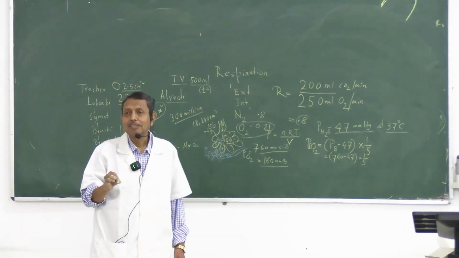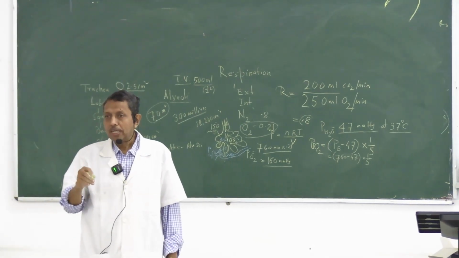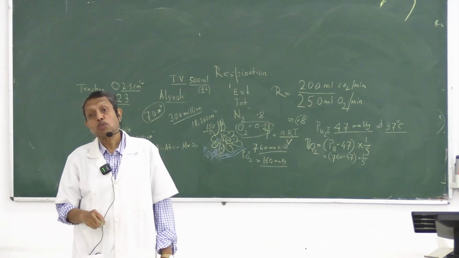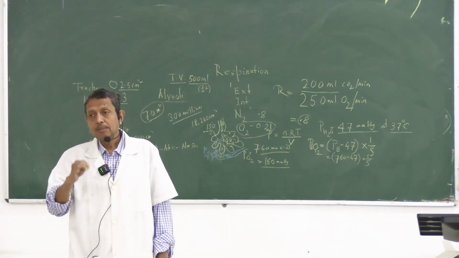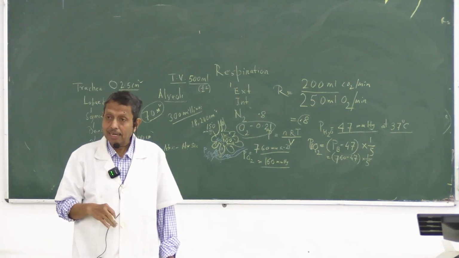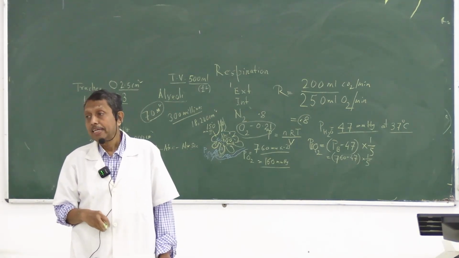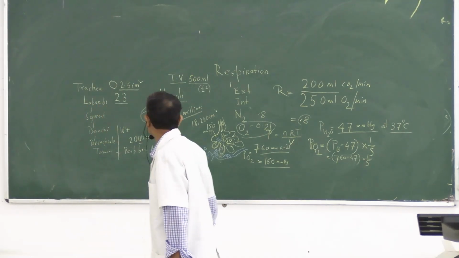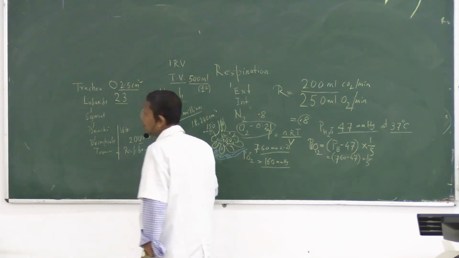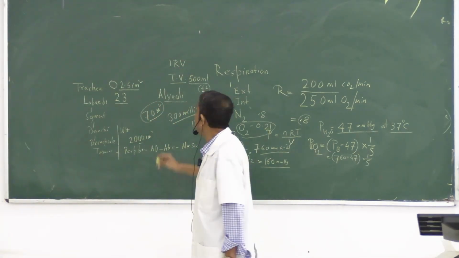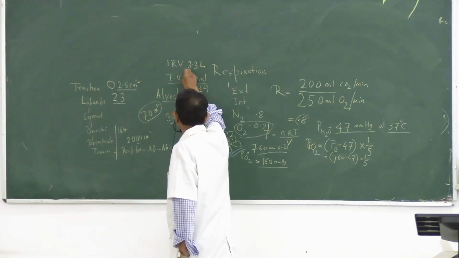After taking this normal inspiration, we can take more by forceful inspiration. Maximal inspiration, we take more than the tidal air, and that is called inspiratory reserve volume. In case of an adult male, it is approximately 3.3 liters.